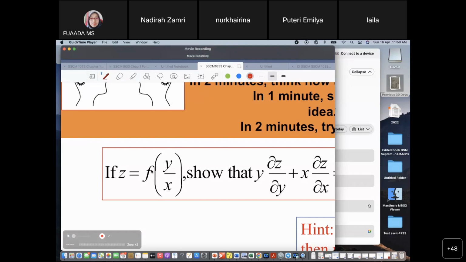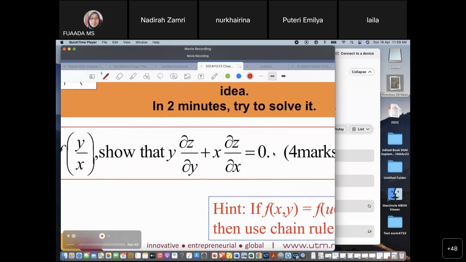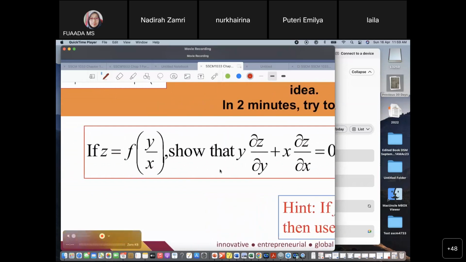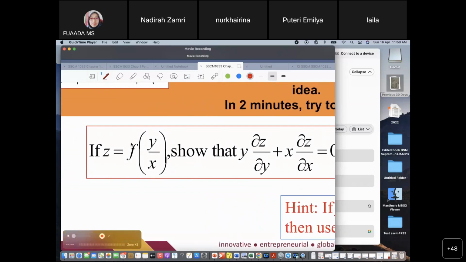The outer function is f, but we do not know what the outer function is. It can be any function. This one is written in general form. Okay, but inside the function f, there is another function which is y over x. So you have to show this expression. Obviously you have to show from the left, you get the right, you get the answer 0. So we have to find the partial derivatives with respect to x and y for this given function.